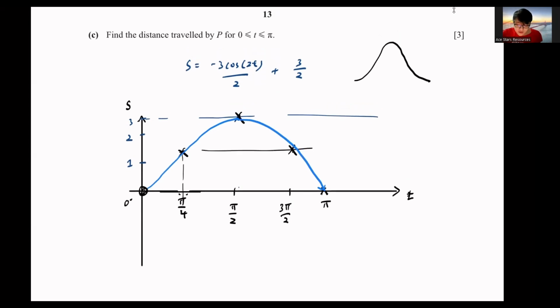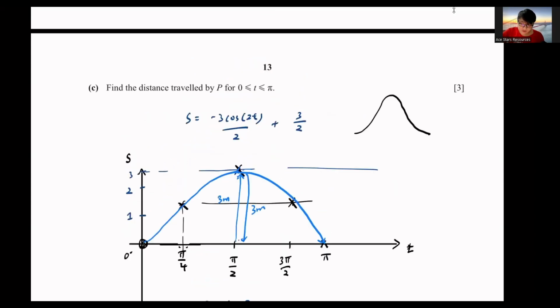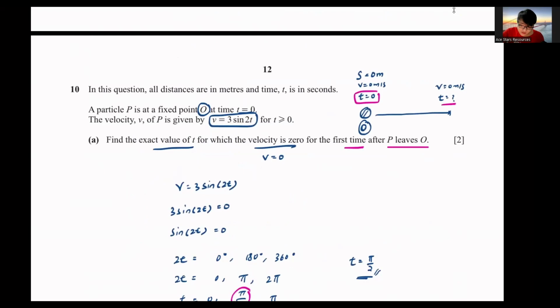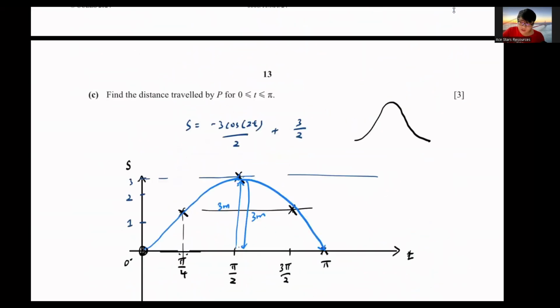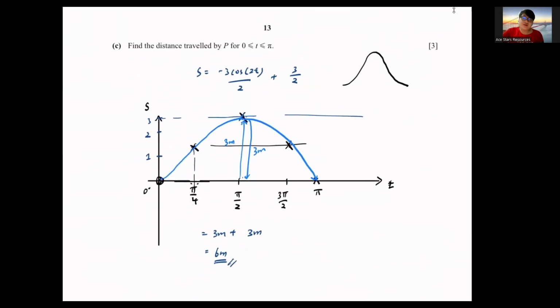So what's going to happen here is your particle will go up a distance of 3, and after it went up, it will come down again with a distance of 3. So 3 meters plus 3 meters, is this in meters by the way? Yes. Okay, 3 plus 3, therefore it's 6 meters in total. So by drawing it out, you can basically see the pattern of how the particle travels within the time interval of 0 to pi.